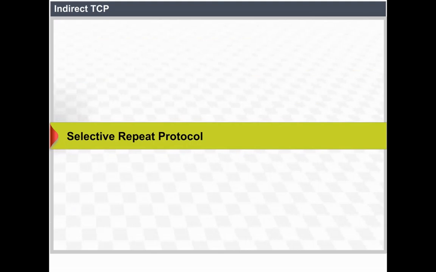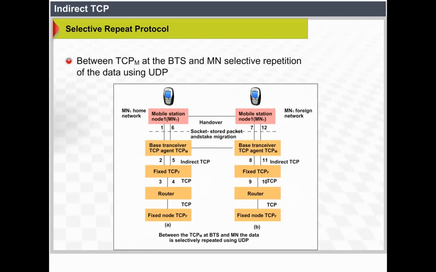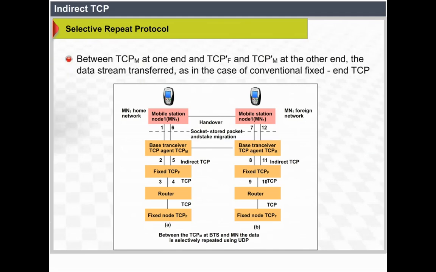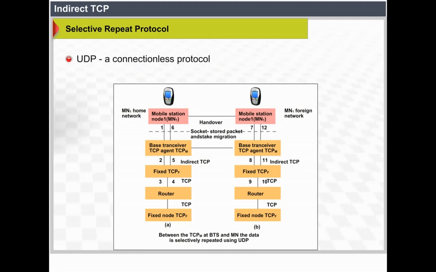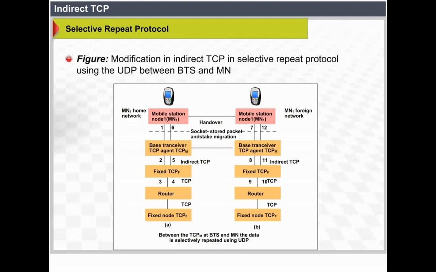Selective repeat protocol. Modification of the indirect TCP: between TCP-M at the BTS and MN, selective repetition of the data using UDP. Between TCP-M at one end and TCP-F and TCP-M at the other end, the data stream is transferred as in the case of conventional fixed-end TCP. UDP is a connection-less protocol. Selective repeat protocol does not guarantee the in-order delivery between the BTS and the MN, unlike TCP. The figure shows modification in indirect TCP in selective repeat protocol using the UDP between BTS and MN.